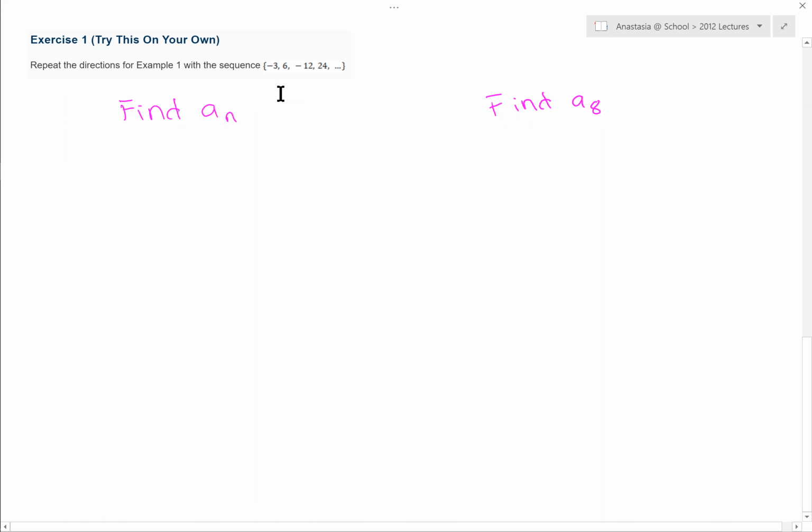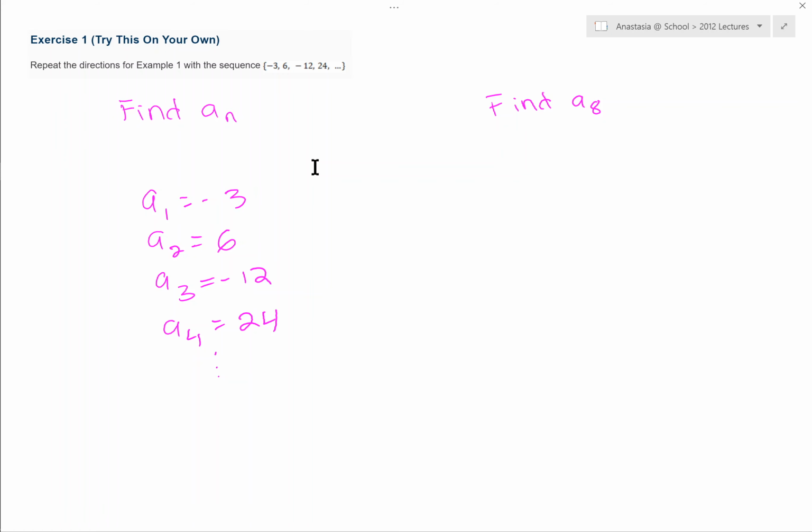So let's do the same process that we did in the previous solution, which means we're going to write out our terms. A sub 1 is -3, a sub 2 is 6, a sub 3 is -12, a sub 4 is 24, and we are going to assume that this pattern continues from here. From the previous example, we ended up writing things as products and sums. So let's see what we can do here. We could potentially write 6 as -3 plus 9, but then if we added 9 to 6, we're not going to get to -12, so it's not quite as simple as that.